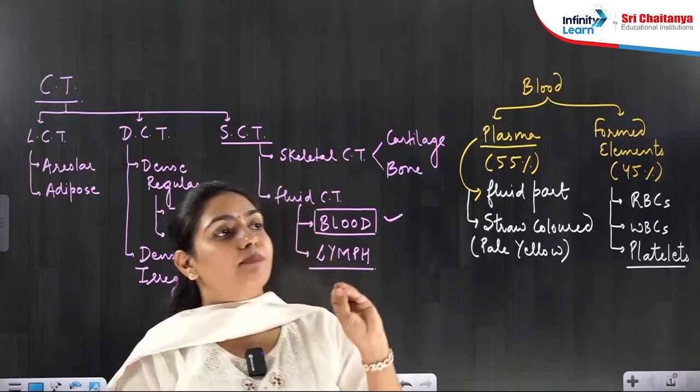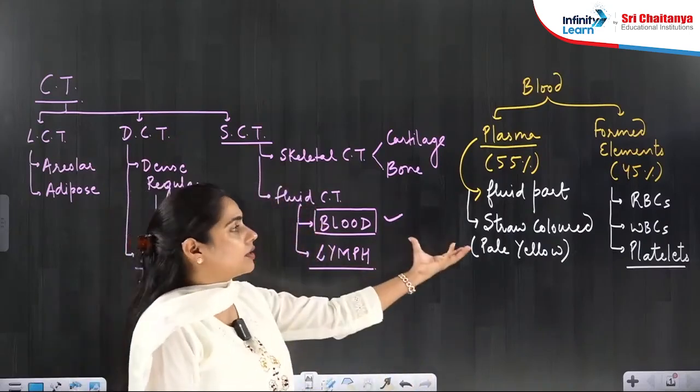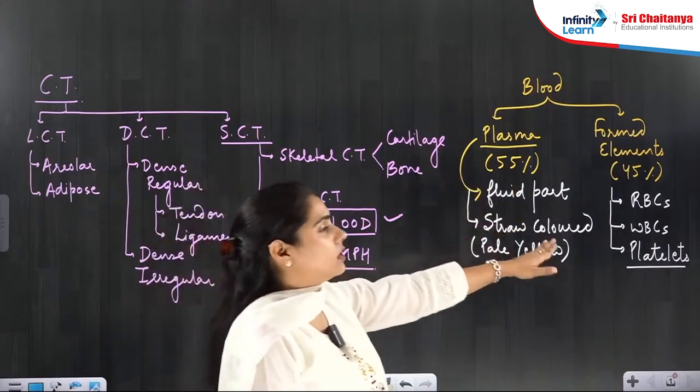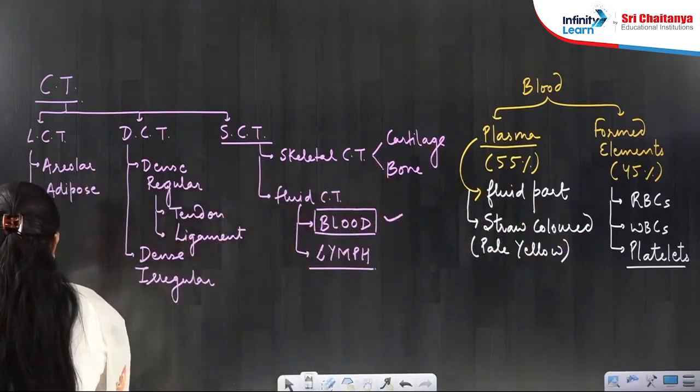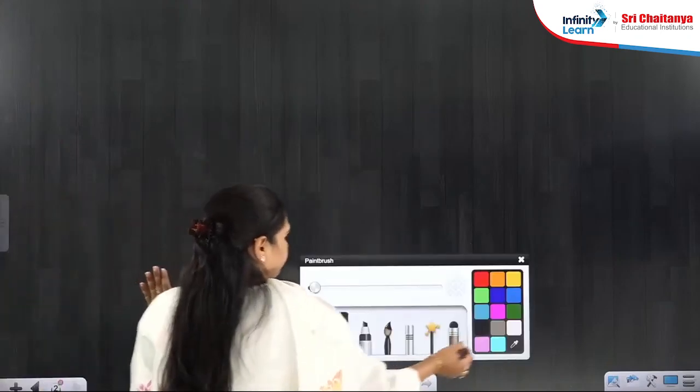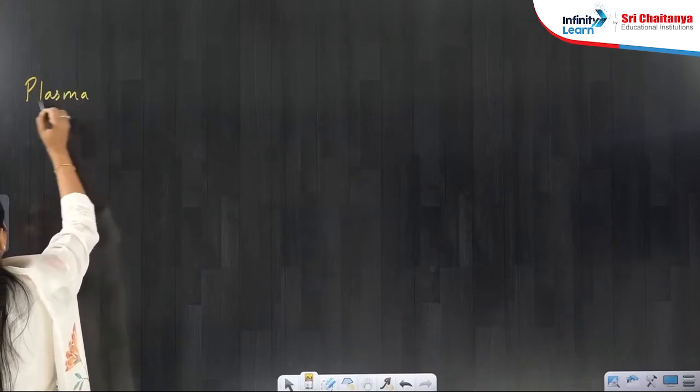Now we are going to discuss plasma. After that, we will discuss formed elements. So let me begin with the plasma. Beta, plasma has so many things. Plasma is a fluid part, so obviously, the major fluid is water, beta.